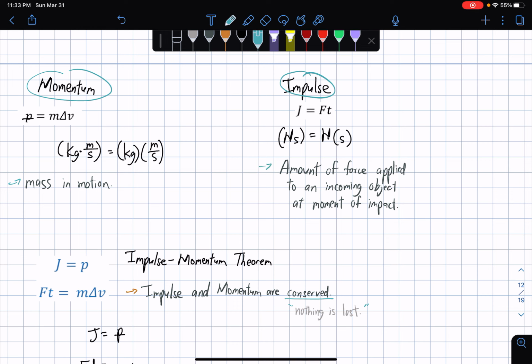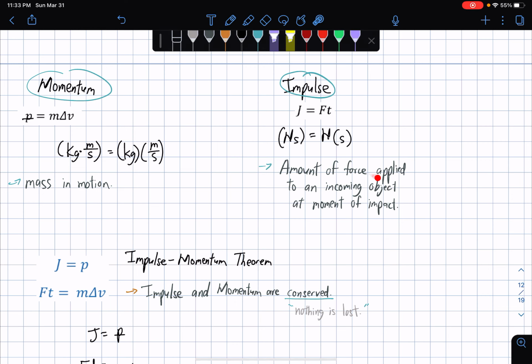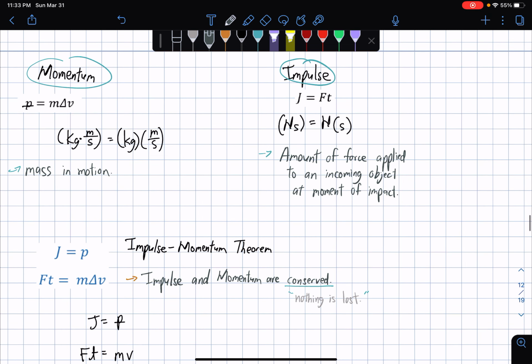Impulse is the amount of force that's applied to an incoming object at the moment of impact. Impulse can also be defined as the amount of force that is opposite to an incoming object. So basically, it's what it takes to make this incoming object stop.